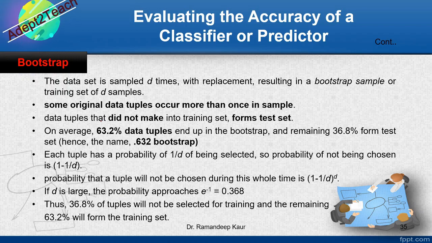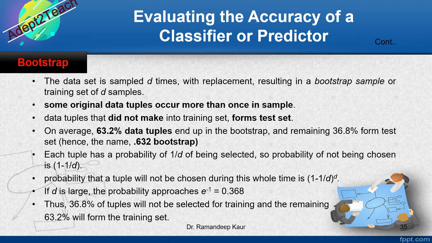Again, I am repeating, I have the entire, let's say, 100 tuples. So I am using sampling with replacement. That means first I have taken one tuple, I have trained the system with that tuple, I have put that tuple back into the data set. Again, I will take a tuple randomly and I will train my system.